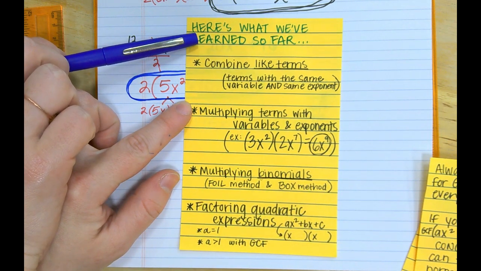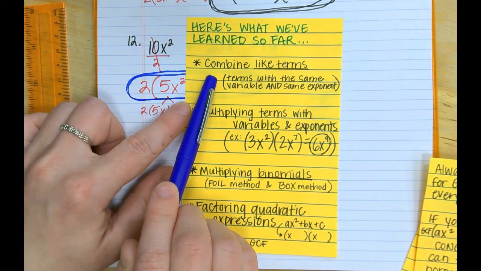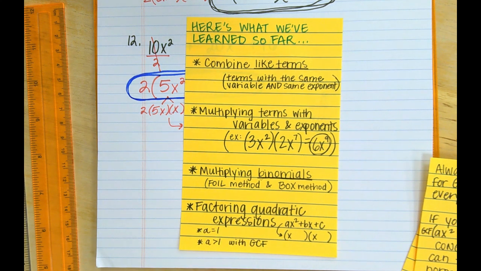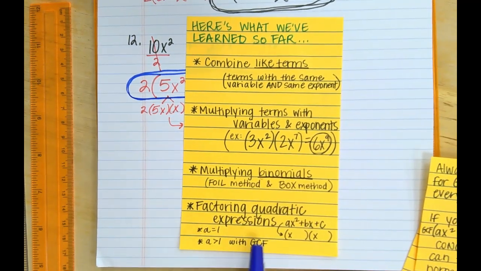Here's what we've learned so far. On the first day, we were combining like terms. We were just learning how to do like 2x plus 2x. And we've come this far. That's wild. We've made a lot of progress. We learned how to multiply terms with variables and with exponents. We've learned how to multiply binomials. We did the FOIL method and the box method. And we finally have gotten to factoring quadratic expressions, where a is equal to 1, then where a is greater than 1, with GCF, and we even looked at some that can't be factored fully.